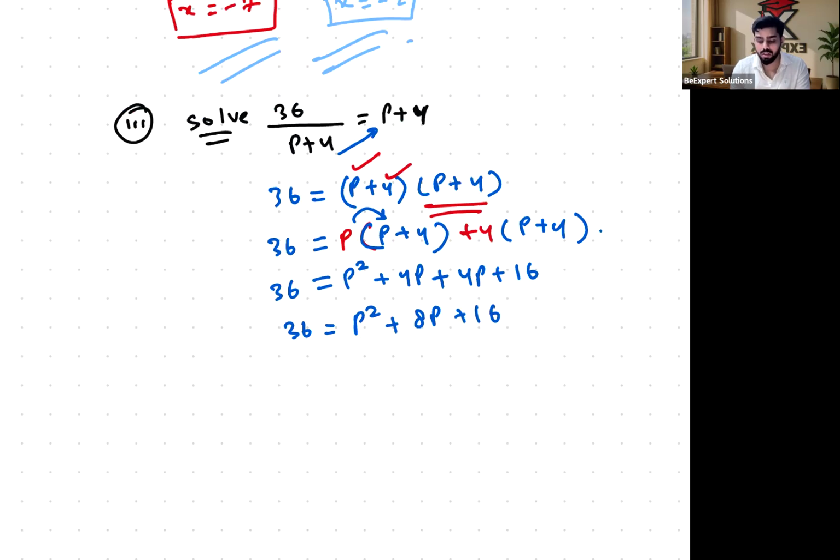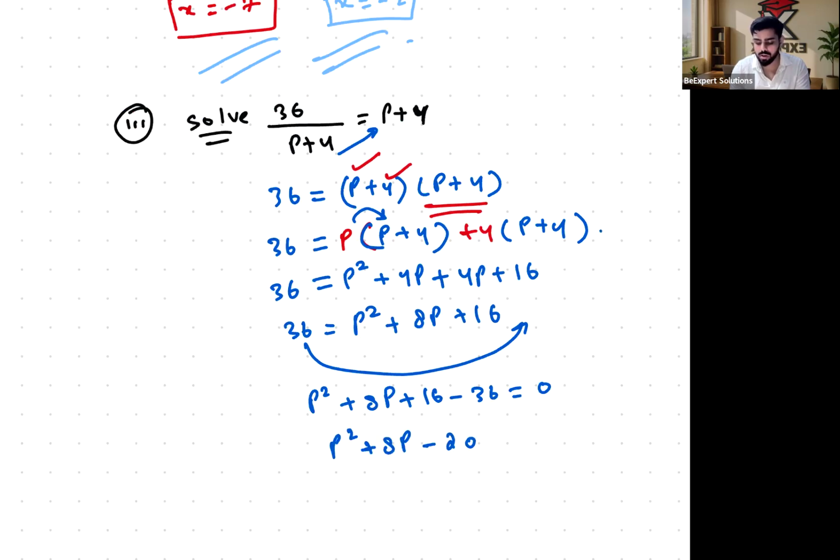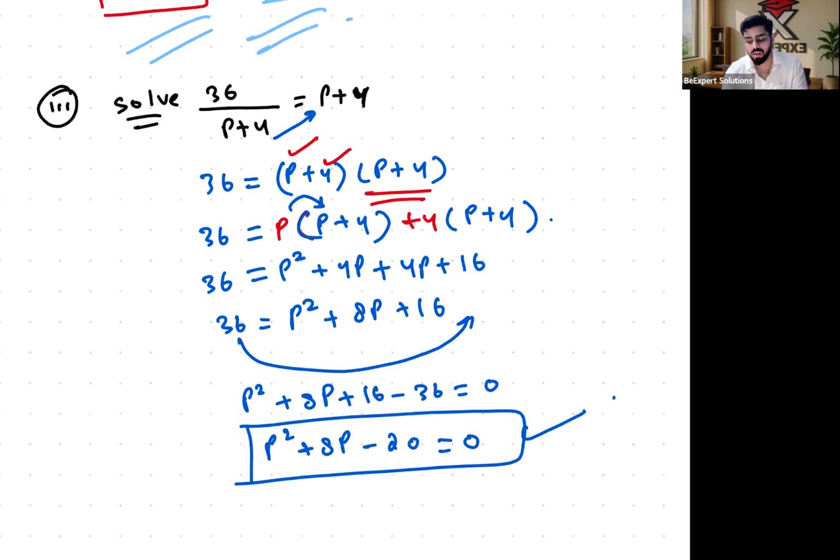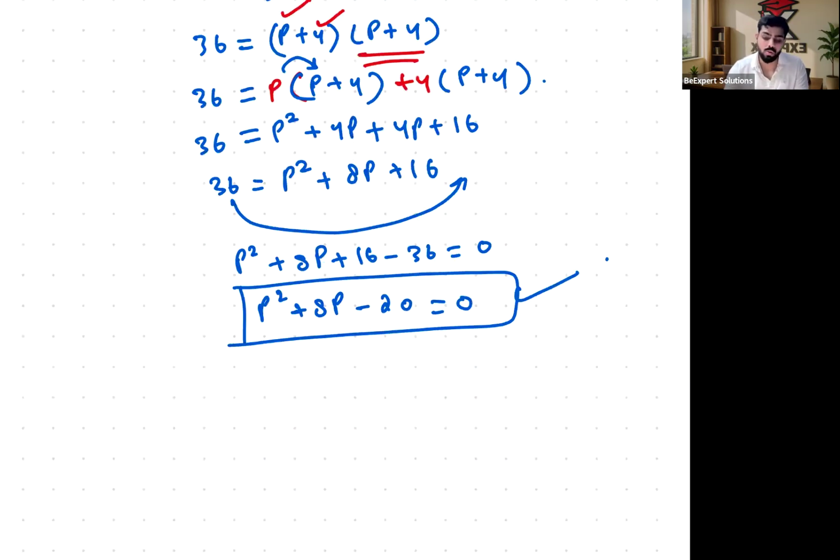And then you take 36 to the other side, it will change its sign and it will become p square plus 8p plus 16 minus 36 equals to 0. Now it would be p square plus 8p minus 20 equals to 0. Now this becomes your quadratic equation. And then you can solve it the same way, like I told you, the factorization way, you can apply that method and you get the answer. You can do this question in your homework, and that's all from my side today.